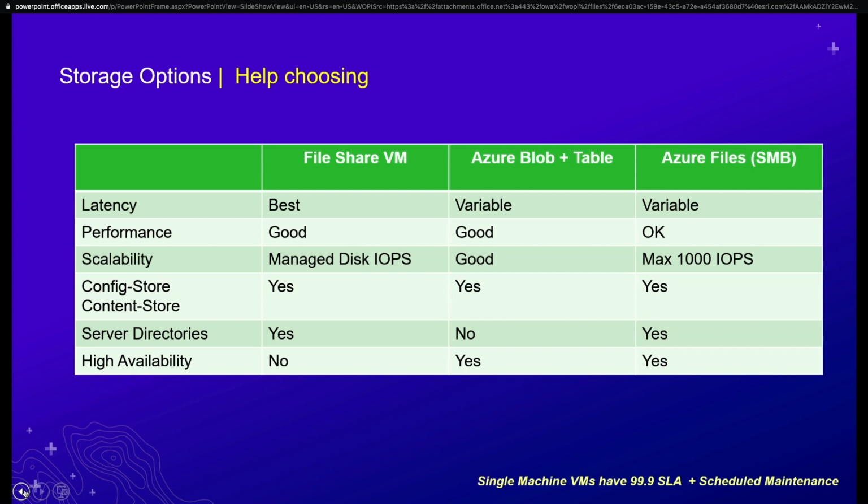And remember, a single machine virtual machine in Azure has a 3.9 SLA. If you couple that with scheduled maintenance, you will be able to achieve much higher levels of SLA as well, which is the typical knock against the file share VM, that it's not highly available. But I think for most customers, being able to focus on a disaster recovery scenario will help them get around the file share VM restriction.